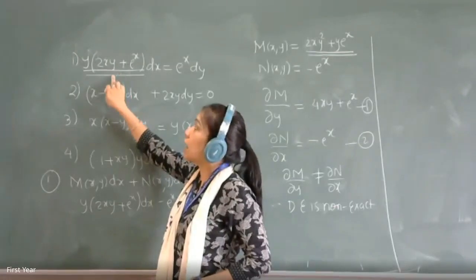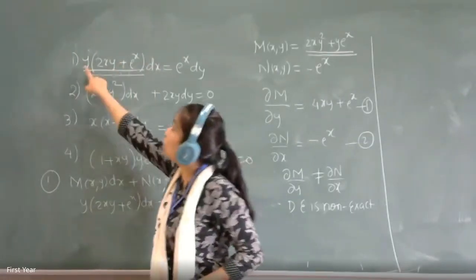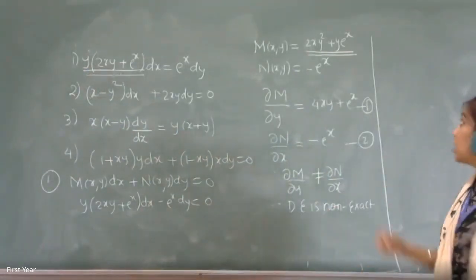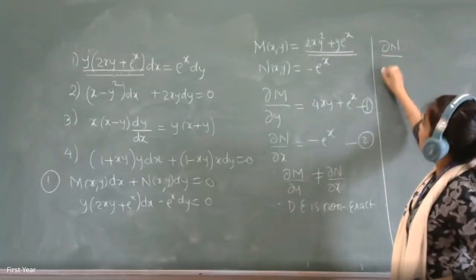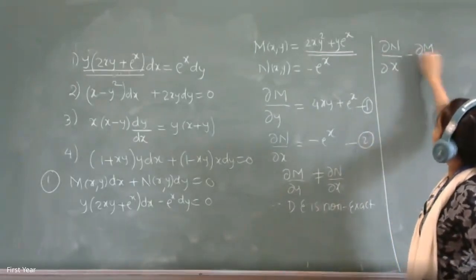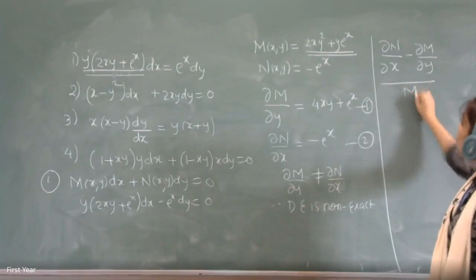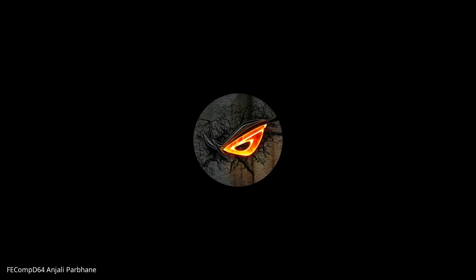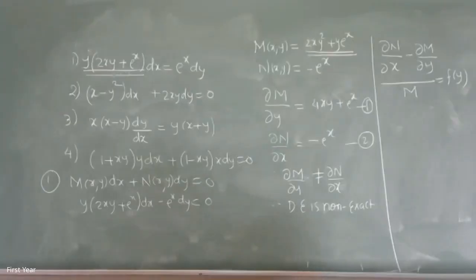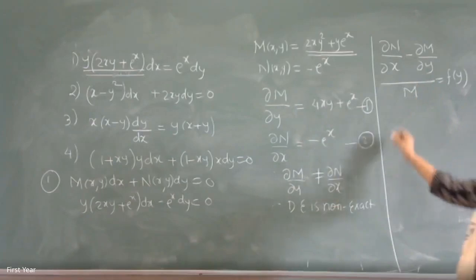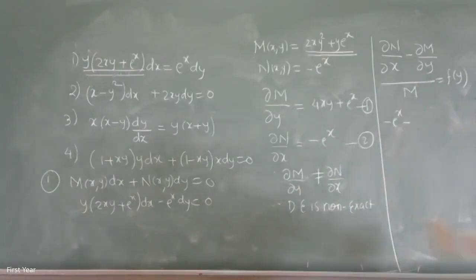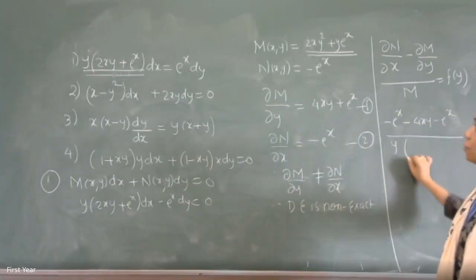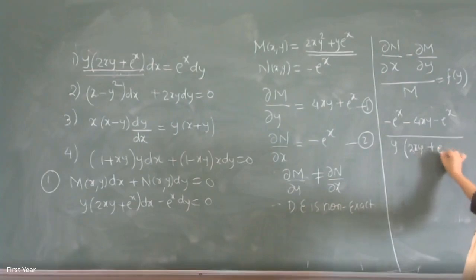It is appearing in m, so after division that term will cancel and only the y term will remain. That means we use the division by m rule, and which is that rule? Delta m by delta x minus delta m by delta y, divided by m, should be a function of y alone. So delta m by delta x is what? Minus e raised to x. And delta m by delta y is minus 4xy minus e raised to x, and m is y into 2xy plus e raised to x.